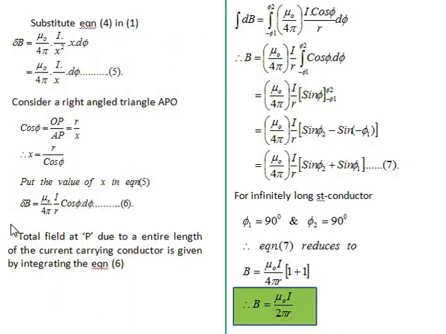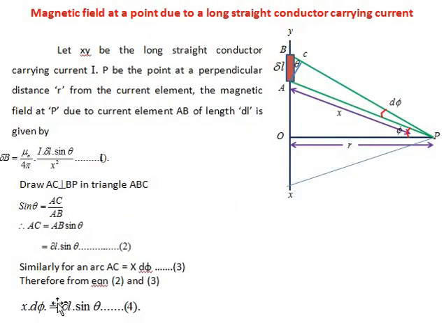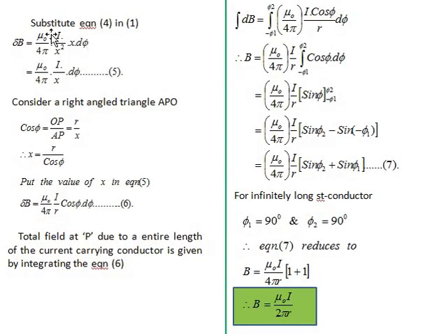Okay. Now substitute equation 4 in equation 1. So we get dB is equal to mu naught by 4 pi I by x square into x d phi, one x gets cancelled. So it is equal to mu naught by 4 pi I by x into d phi. Call this equation number 5.